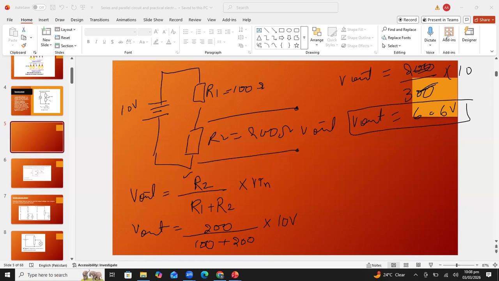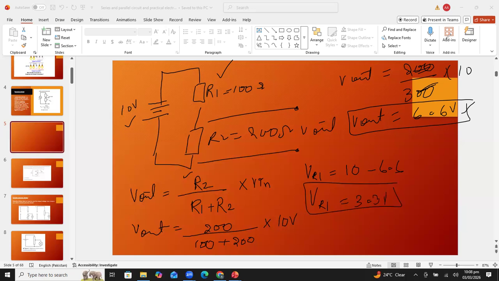Alright, and very simple, if I want to find the voltage across R1, I will subtract this voltage from the total battery voltage, that is 10 volt. So now students, voltage across R1 resistor is equal to total voltage, 10 volt, minus 6.6 volts. So it means, yes, Hafsa, we will get the voltage 3.3 volt.